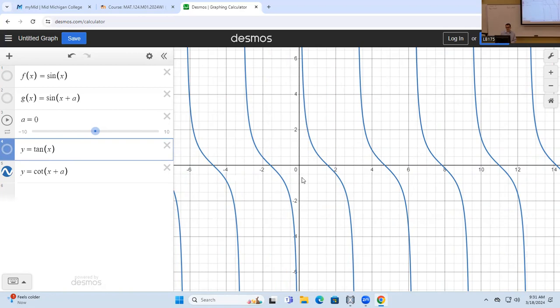Also, the asymptotes are in different spots. Tangent, the asymptotes were at pi over 2, 3 pi over 2. All the places where sine would be 0. Wait a second. No, not sine would be 0. All the places where cosine would be 0. That's your asymptotes for tangent. For cotangent, it's all the places where sine would be 0. 0, pi, 2 pi, etc. That makes sense?